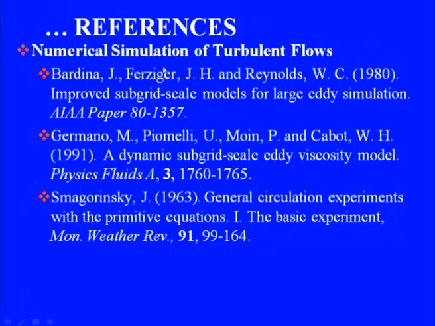Next, references on what we saw today related to large eddy simulation. We refer to this scale similarity model of Bardina et al., this Bardina, Ferziger and Reynolds, which was derived in 1980, called improved subgrid scale model for large eddy simulation. Similarly, we briefly mentioned a dynamic model. So, this dynamic model computes this Cs coefficient dynamically depending on the local situation. So, it is called dynamic subgrid scale eddy viscosity model. And this Smagorinsky model, which was the original or what we call initial large eddy simulation model.